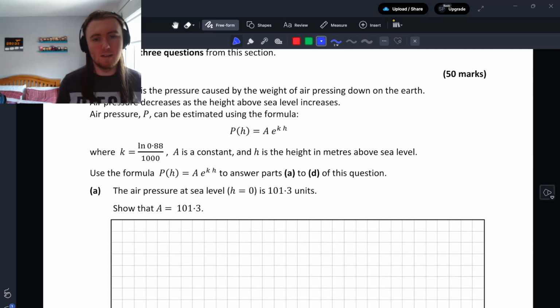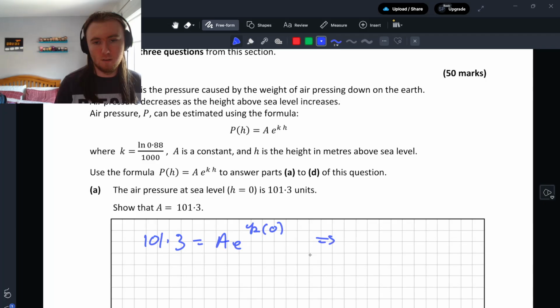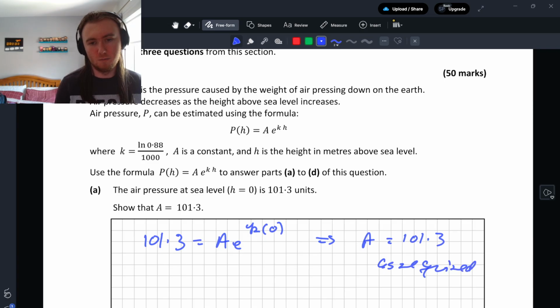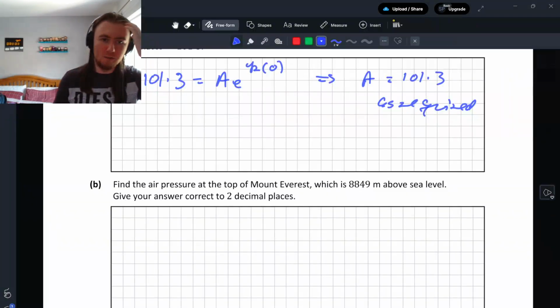The air pressure at sea level, h naught, is 101.3. So 101.3 equals a e to the k0. So a is just 101.3, as required, because the entire exponential term completely disappears. Find the air pressure on top of Mount Everest, which is that height.